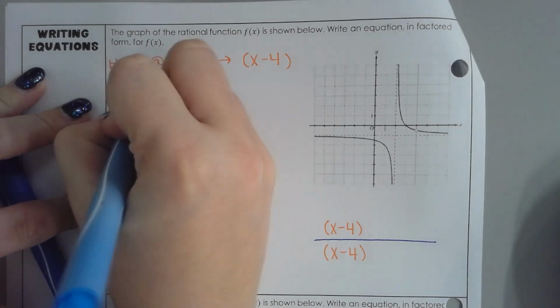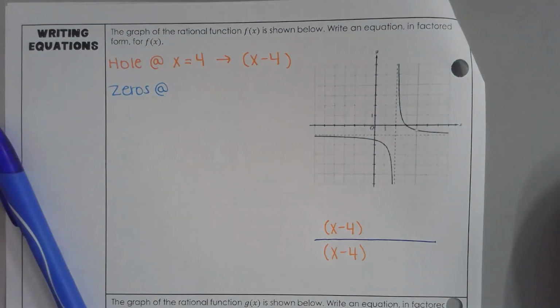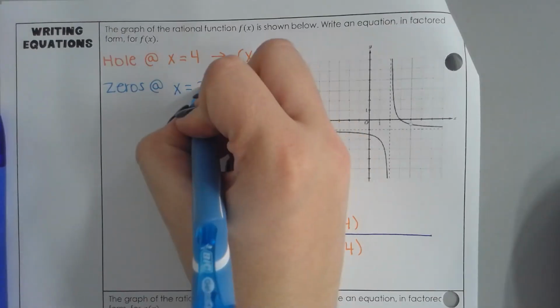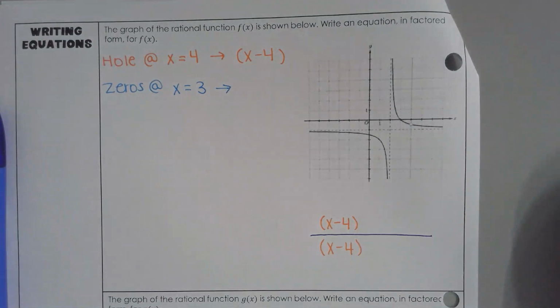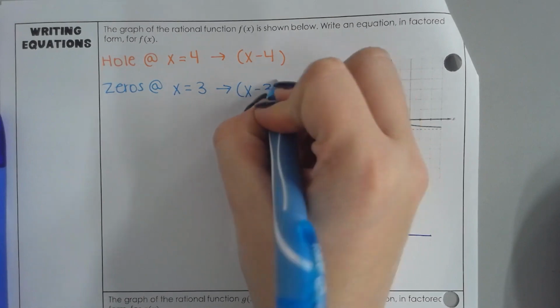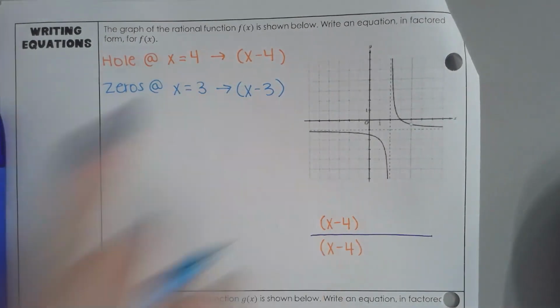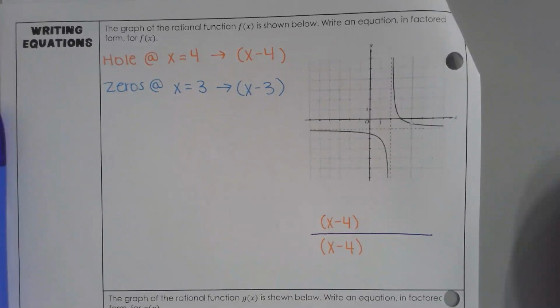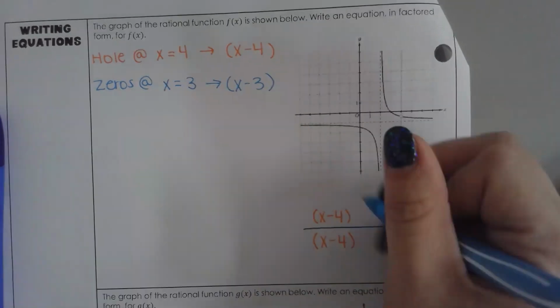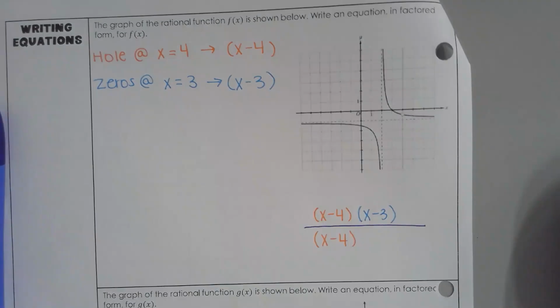zeros or x-intercepts? Where does it cross the x-axis? It crosses at 3. So what factor do I need? This is x equals 3. Your factor would be x minus 3. It's kind of the opposite sign. Your zeros, those factors are what's left in the what? Top or bottom? Numerator, denominator? Numerator. So that x minus 3 goes in the numerator.